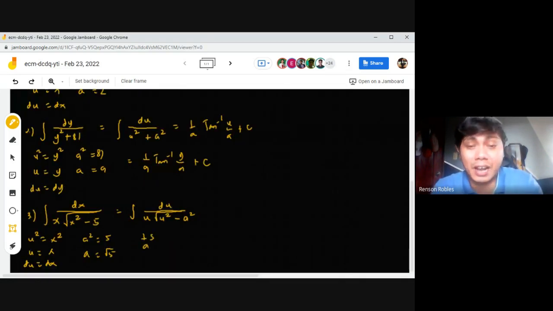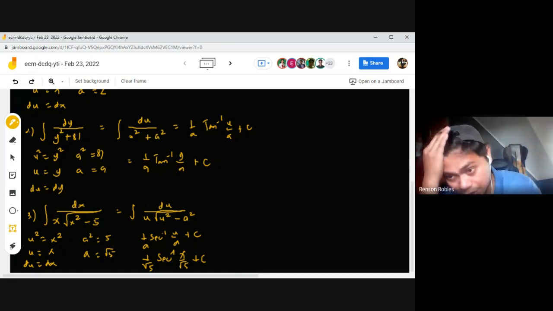So that's 1 over a arcsecant u over a plus c. And then we write it back to the original variable. I hope you can still hear me and I hope you're still listening. That's 1 over square root of 5 arcsecant u, that's x, over a, that's square root of 5, then plus c.